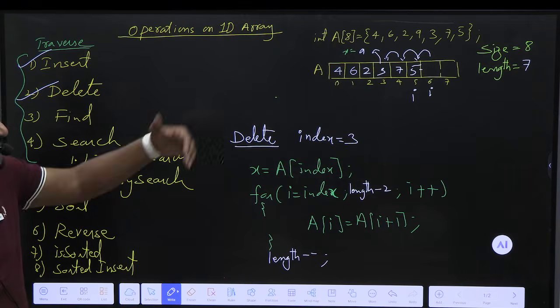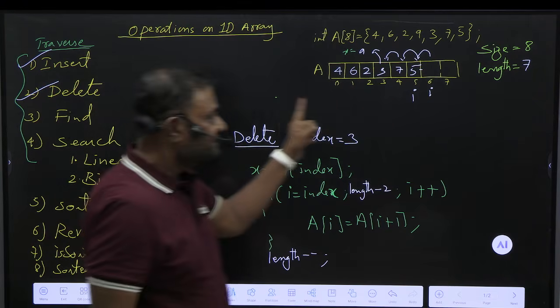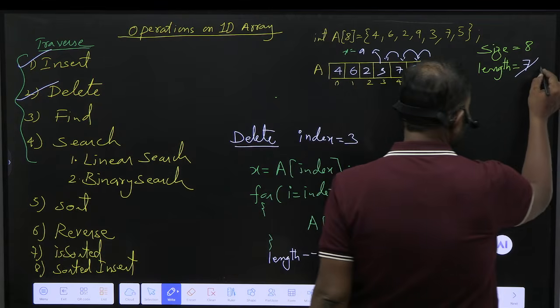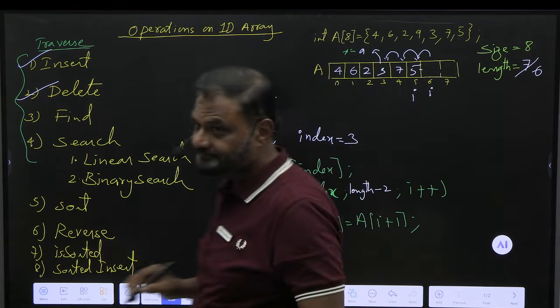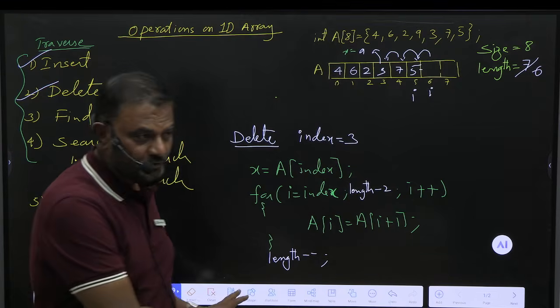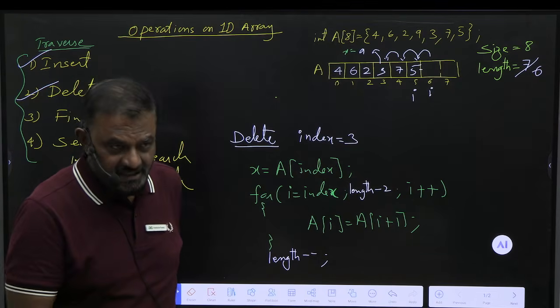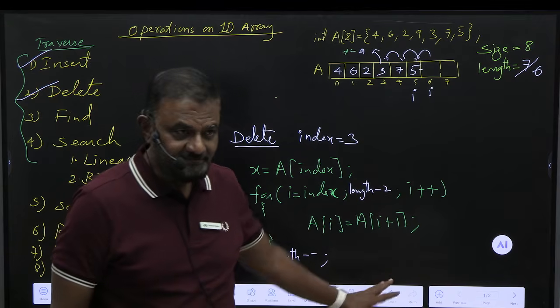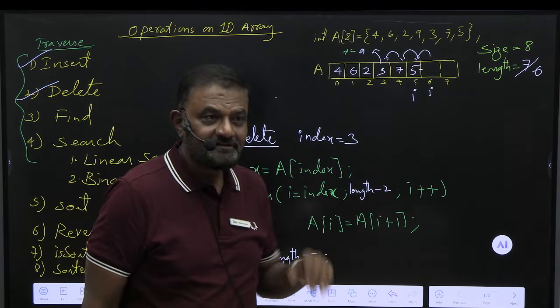Now how many elements do you have? What is the length of the list now? It's 6, not 7. You should change it to 6. Over. That's all. This is the code for deletion. Now how much time this is taking and all, we will discuss after this. First you write it down.